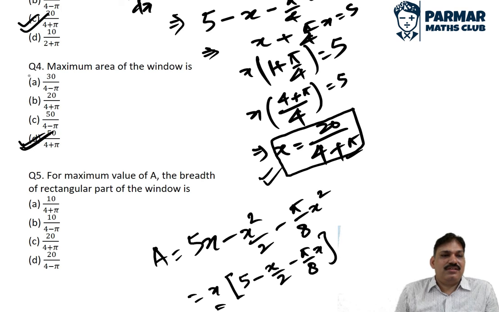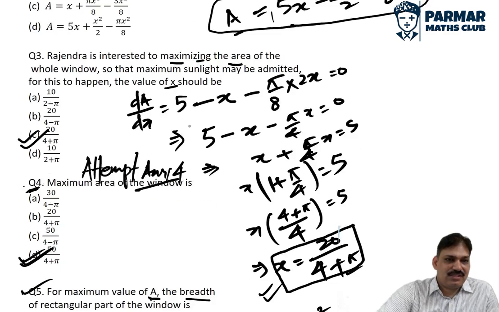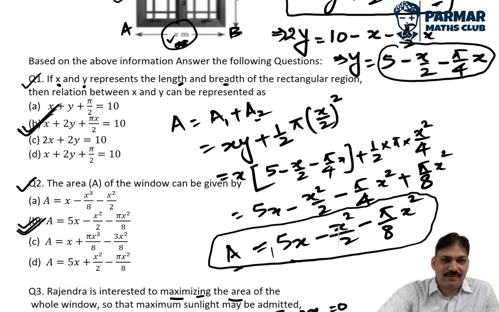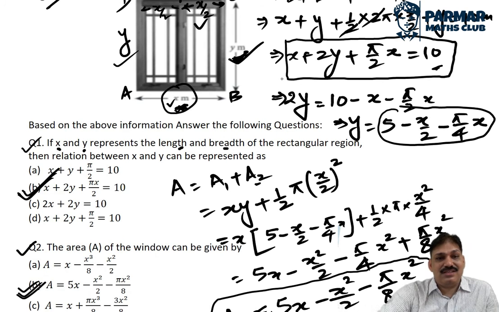See here, this question demands calculation. You can skip this question because we are to attempt any 4. Attempt any 4. So you can go for this one. This is easy. For maximum value of A, the breadth actually is y. In the first question, it is very clearly mentioned that y is the breadth. So the breadth of the window and the relation between x and y is here. This is the relation between x and y.